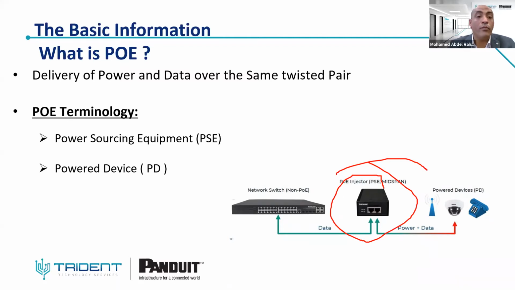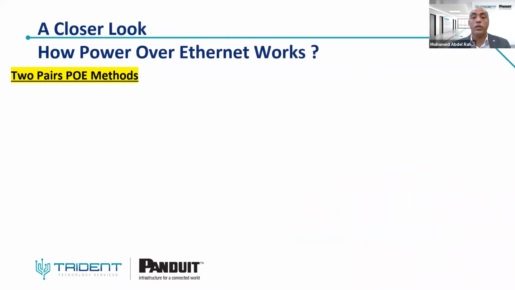Okay, now for the second one, we need to take a closer look at how PoE works at a high level. Starting from PoE and PoE plus, sometimes called Type 1 and Type 2 PoE, you need to deliver both power and data, as we said, over the twisted pair. You have two types.